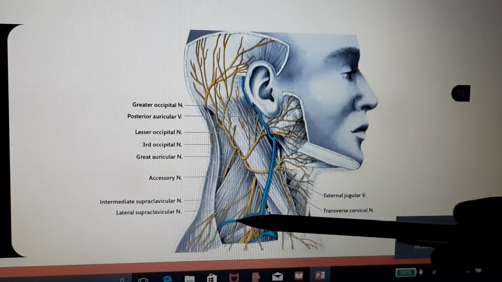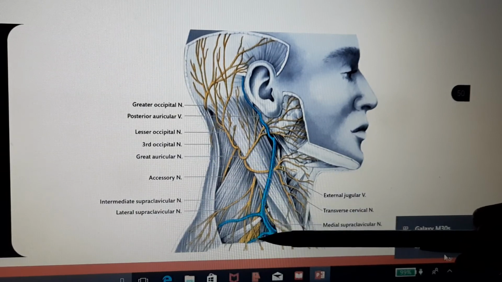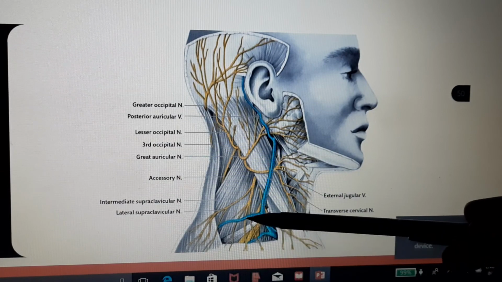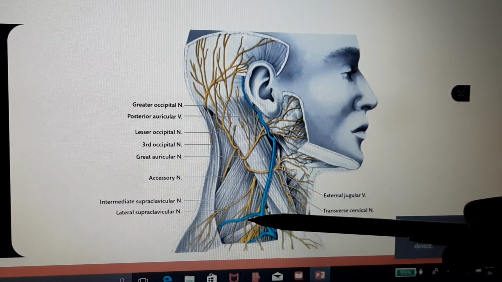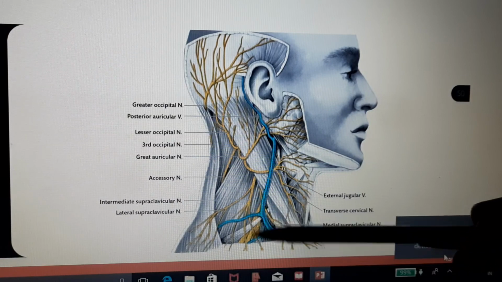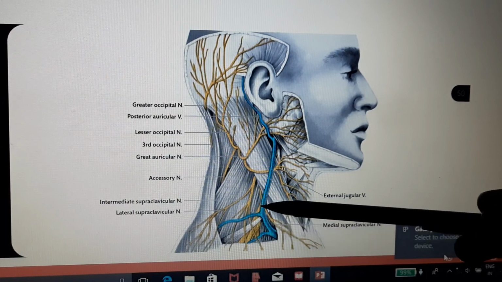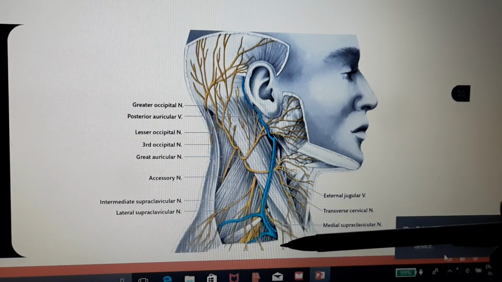And we can also see here two veins. The upper one is the transverse cervical vein and the lower one is the suprascapular vein. These veins run along with their named arteries. They are beneath the investing layer of deep cervical fascia. They join the external jugular vein when the external jugular vein pierces the deep cervical fascia to drain into the subclavian vein.